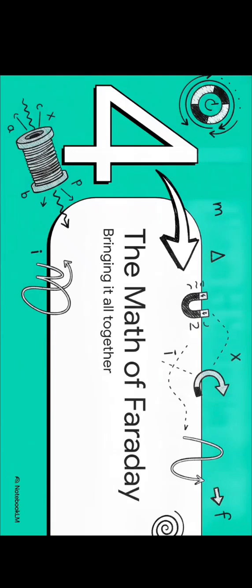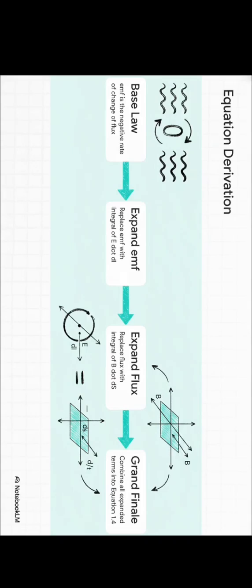All right, Section 4, the math of Faraday, bringing it all together. Okay, we are now fully armed and prepared to tackle that scary block of equations 1.1 through 1.4, and we are not going to get lost. Let's slow it down and trace the logic together. Step 1 is our base law. Equation 1.1 tells us EMF is the negative rate of change of magnetic flux. Mathematically, that's epsilon equals negative d phi m over dt.